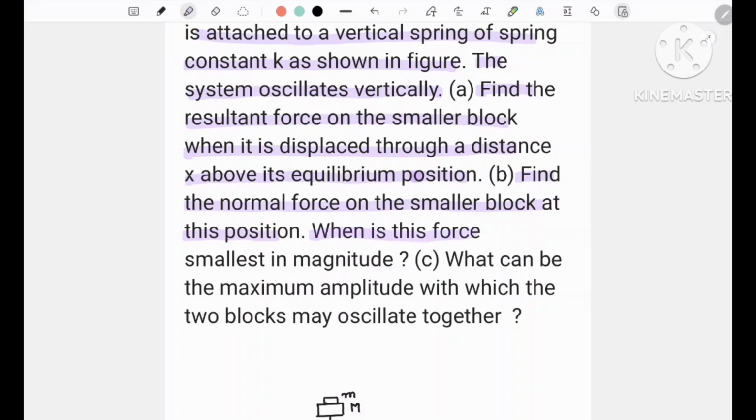When is this force smallest in magnitude? What can be the maximum amplitude with which the two blocks may oscillate together?